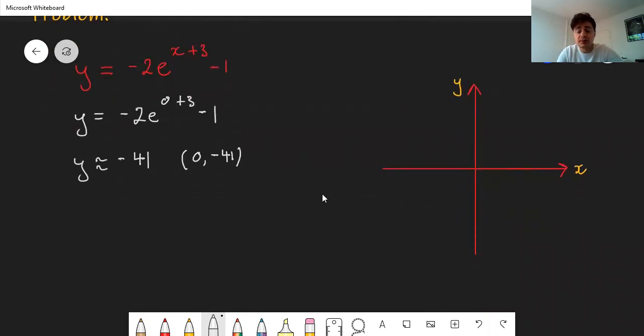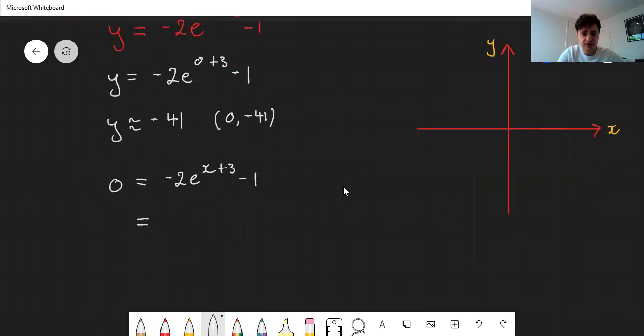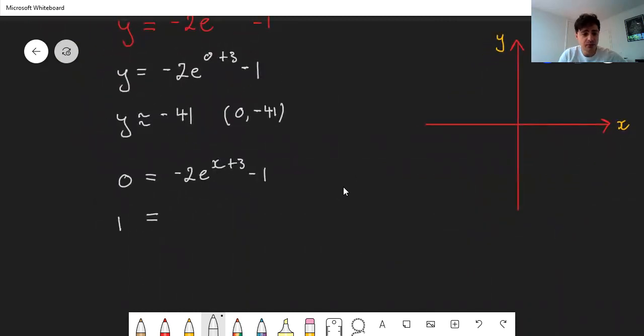Let's consider any x-intercepts here. So I'm going to let y equal 0: 0 = -2 e to the x plus 3, minus 1. So we'll take the 1 to the other side. It becomes +1 = -2 e to the x plus 3. And let's divide through by -2. So that's going to give me -½ = e to the x plus 3.